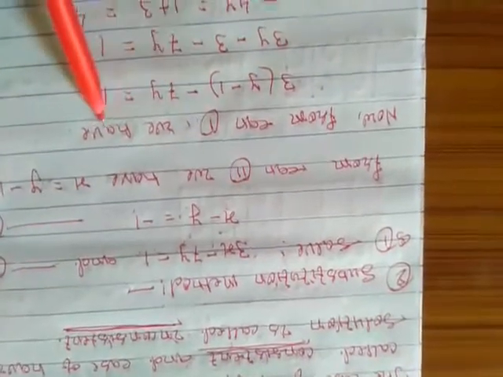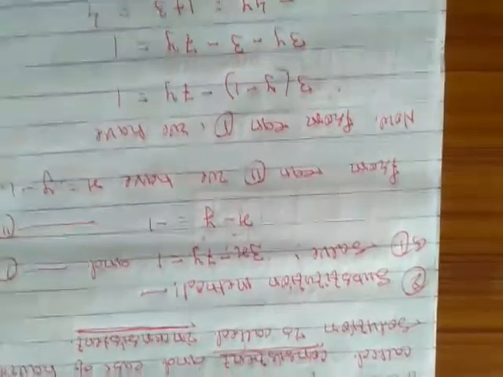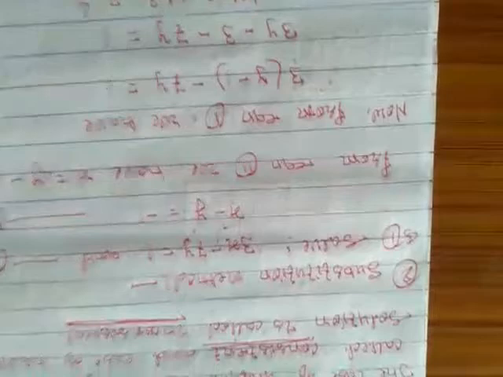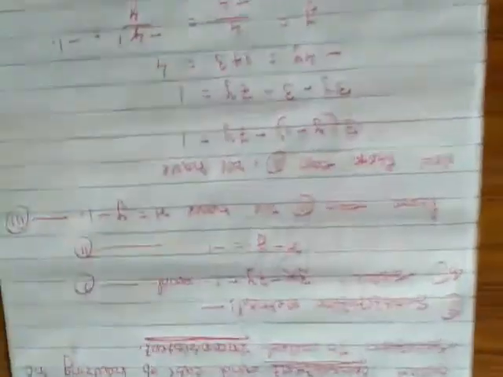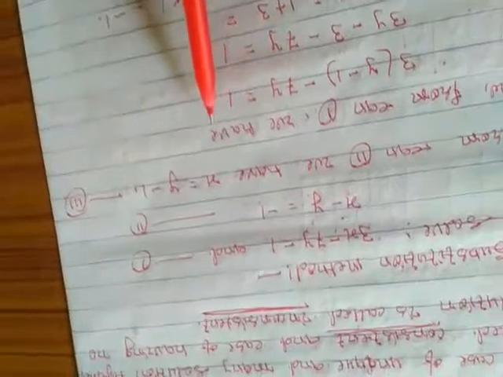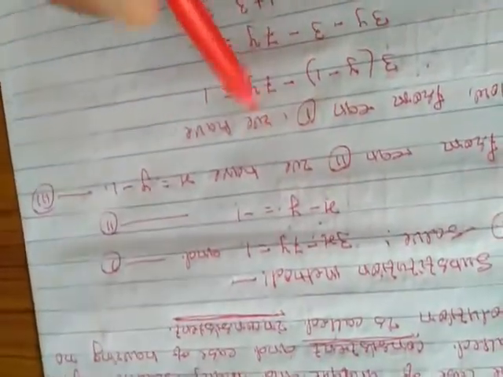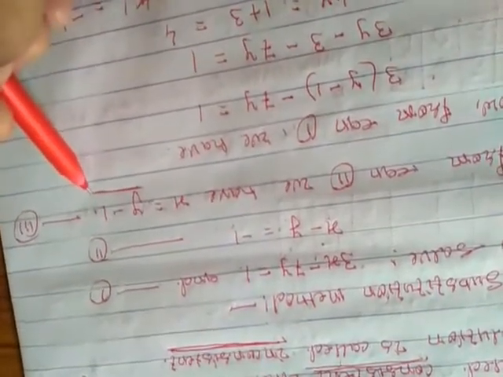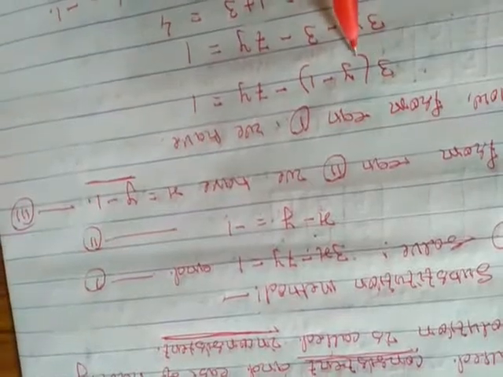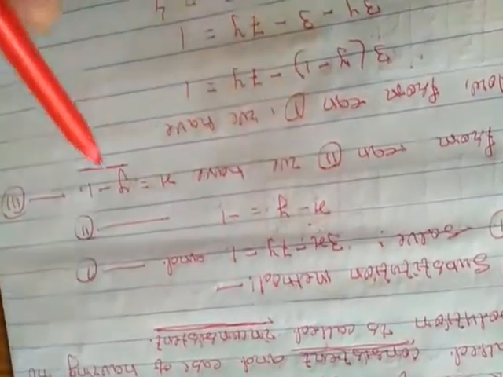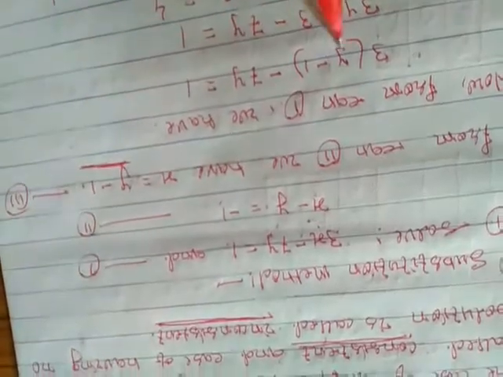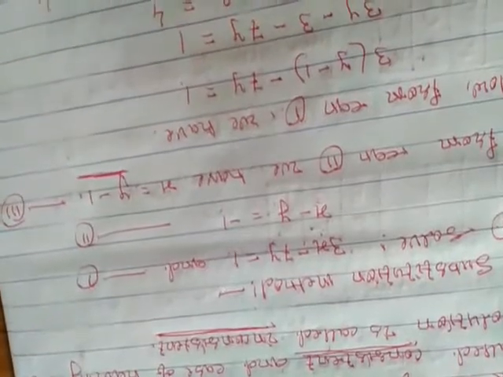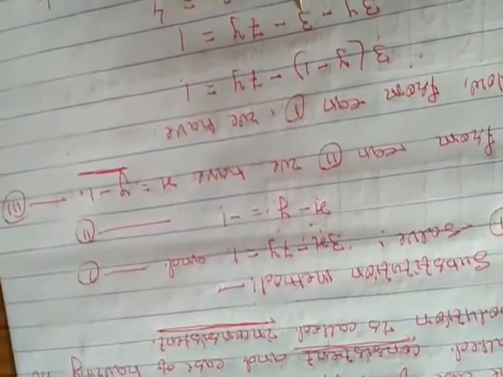Now from equation 1, we substitute the value of x from equation third in equation 1. So we will have 3 into x; in place of x we have written y minus 1. 3 into (y minus 1) minus 7y equals 1. While further solving it, we get 3y minus 3 minus 7y equals 1.